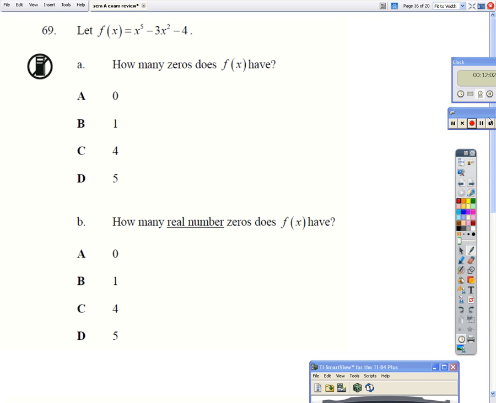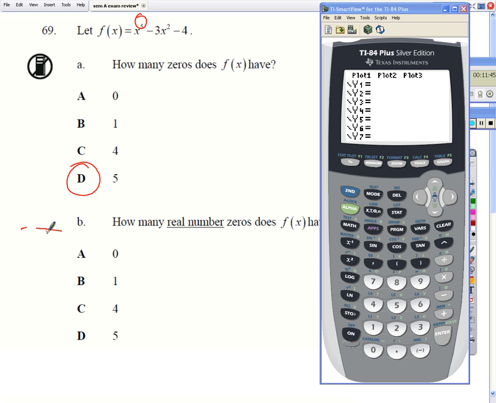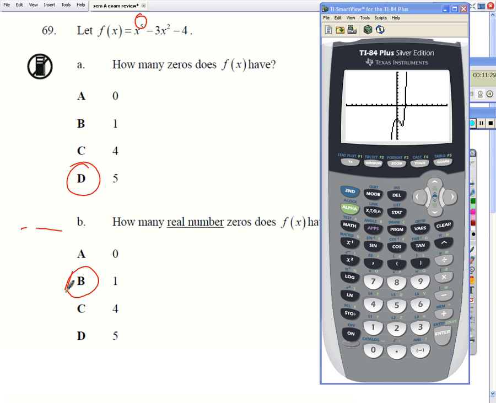Okay, again the same thing. Because the degree is 5, there are 5 zeros. To figure out how many are real, I'm going to look at the graph. I could also solve it and find all of the zeros, but because this is a calculator problem, there's a calculator symbol, I'm going to use my calculator. And there is 1 real zero.